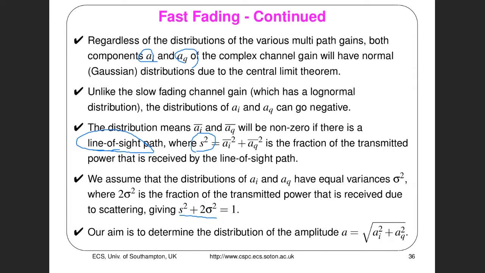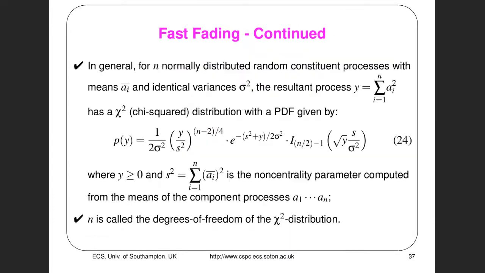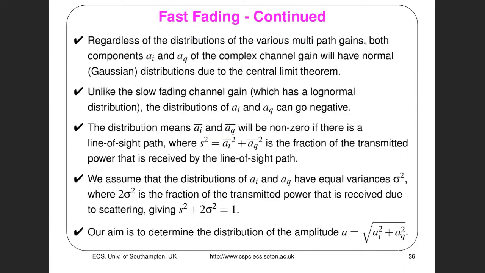So we want to make sure that all the signal powers add up to one. There will be a distribution of the amplitude and a distribution of the phase. Our aim today is to look at the distribution of the amplitude first. Do stop me anytime if you have any questions. Basically, here we have two Gaussian variables and we have their power added together with a square root.